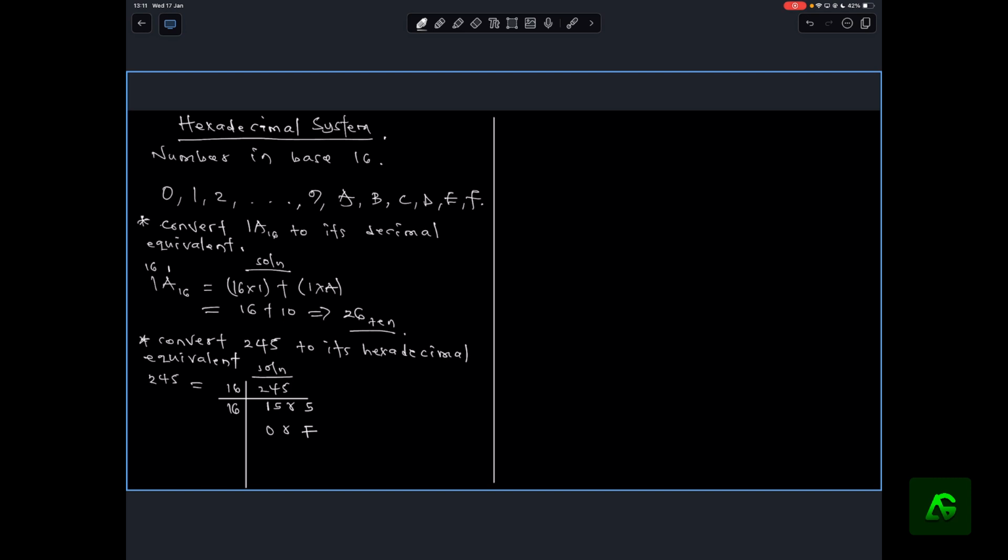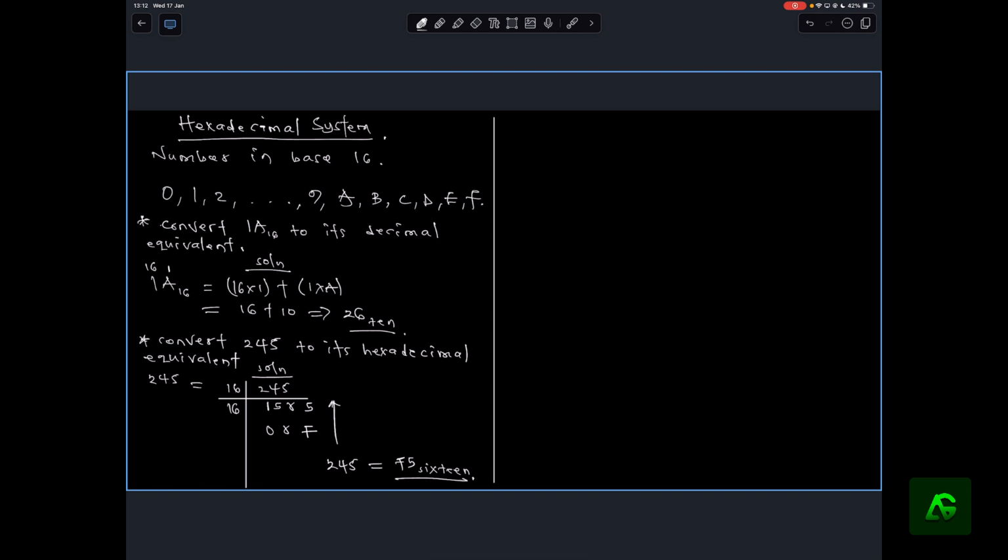Some schools of thought might use small f or capital F, but here we are using capital F. So now that means 245 in base 10 is equivalent to F5 in base 16. F5. So that is that for that.